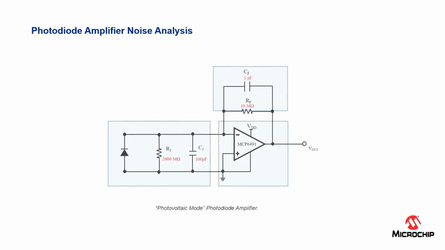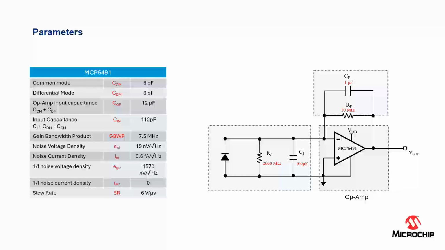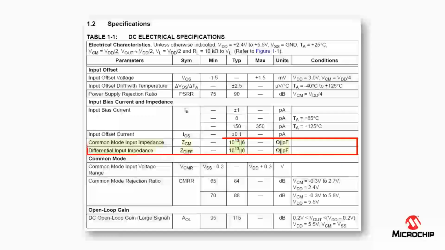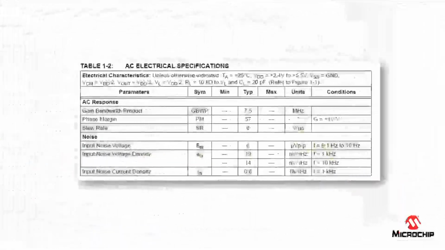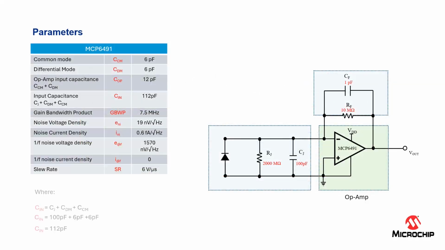The next step is to get all the parameters needed for all three sections. Let's begin with the op-amp. Go to the datasheet of the MCP6491 op-amp and get the parameters such as common mode, differential mode, gain bandwidth, noise voltage density, noise current density, among other things. Also, using those values, you're going to have to do some addition to get other values.